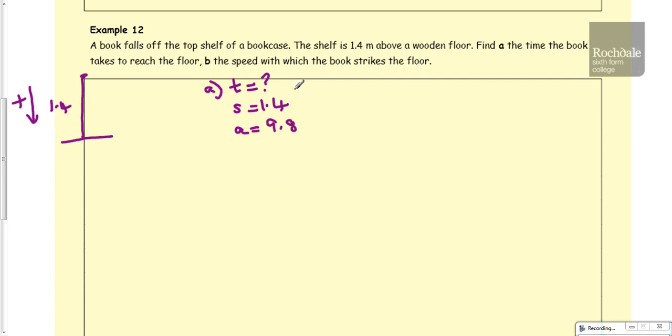Now, it looks like we haven't got enough, but if you read the question, it says the book falls off the top shelf. So we can assume that it's starting from rest. It wasn't thrown down towards the floor, it just fell off. So its initial speed was 0.